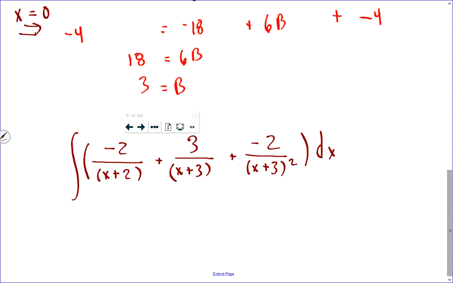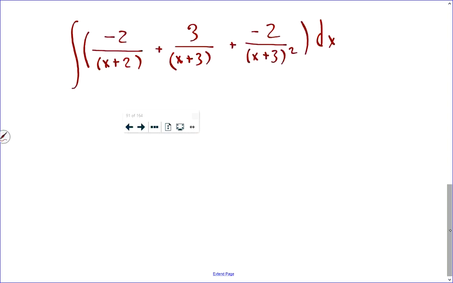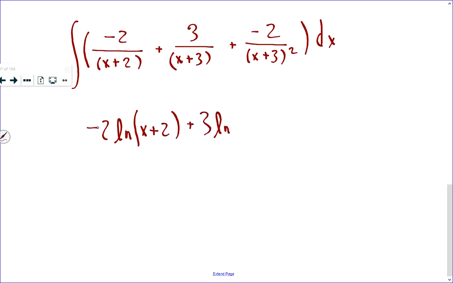It's now just a matter of integrating that. Again, I think the hard work is getting there, finding out what A, B, and C are. This will be negative 2 ln x plus 2 plus 3 ln x plus 3, I want to say, plus 2 over x plus 3. And that's just what went on in my head. I'm going to explain to you what I did.